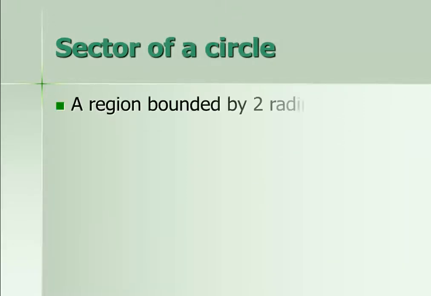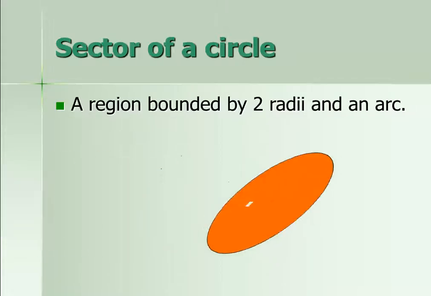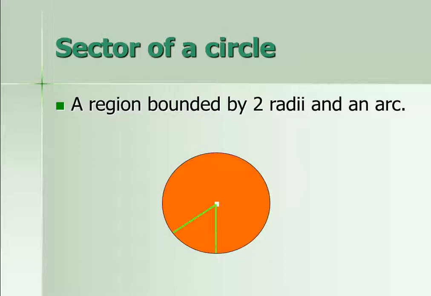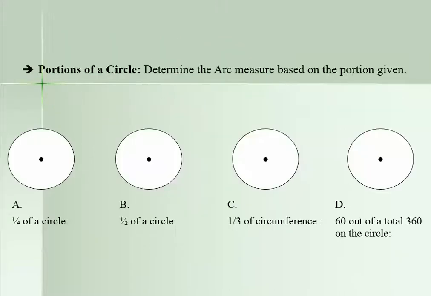Okay, what is the sector of a circle? A sector of a circle is a region bound by two radii and an arc. So what does that look like? Here's our circle. Here's two radii. There's the arc between it. So that whole piece of the pie, piece of the pizza, that's a sector. Okay, think of it as a piece of the pizza. A piece of pizza or a piece of pie. It's called a sector. Okay.